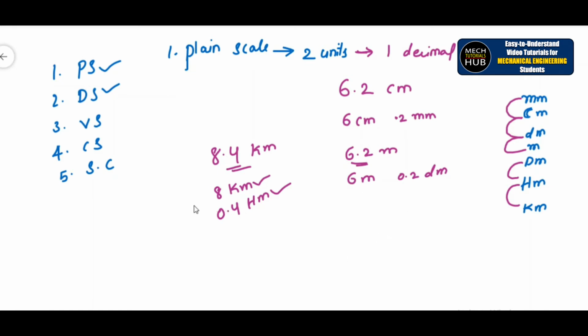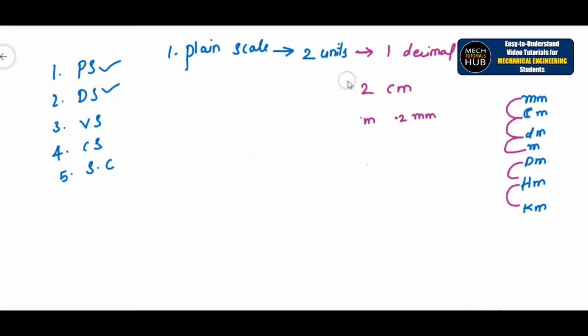Let me erase a few things here, because I am going to take one question now for your better understanding. Remember one thing, that a plane scale will read up to 2 units, as I said, centimeter, millimeter, decimeter, centimeter, meter, decimeter, of that kind, up to 1 decimal place.